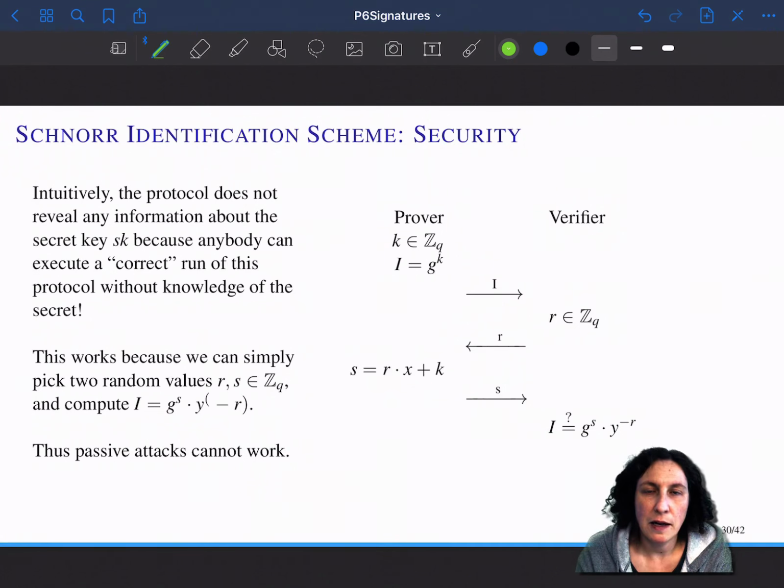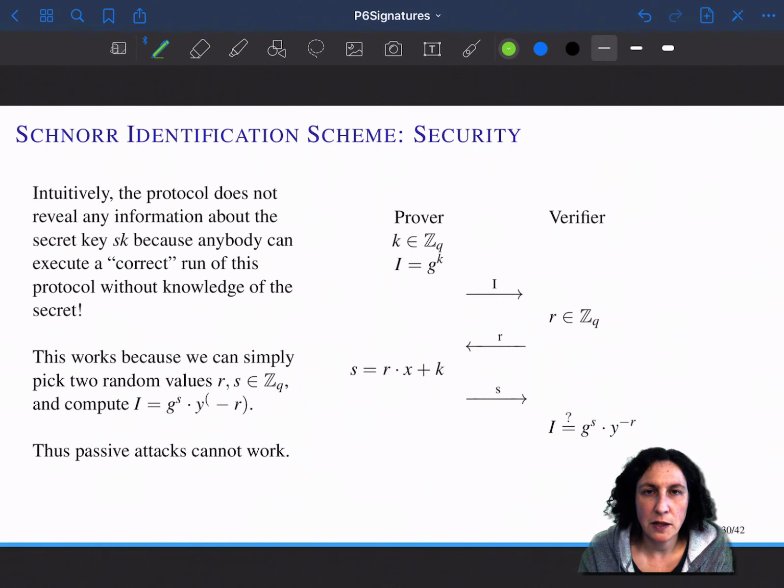Now there's an interesting argument that I'm going to use now. And this is intuitively taking advantage of this notion of not revealing any information, which means that there is no information about the secret in a protocol run.